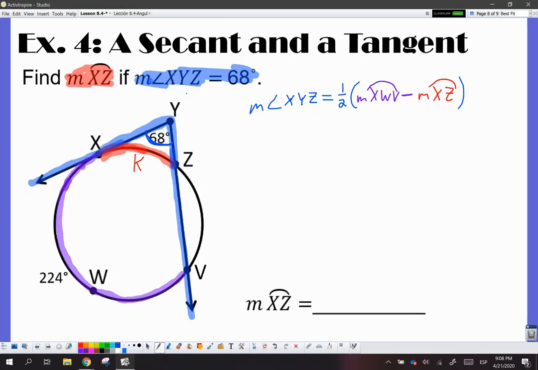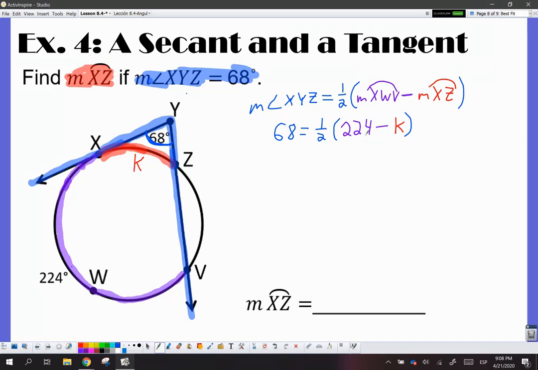Now I know some of these and I don't know some of these. So let's plug in what we do know. I know the measure of angle XYZ is 68 degrees, so let's write in 68 here, then equals 1/2. The measure of arc XWV, I know that to be 224, so let's write that in. And the measure of arc XZ is what I don't know. That's my unknown, but I'm using the variable K for that, so let's write in K. Now we're ready to start solving this equation.